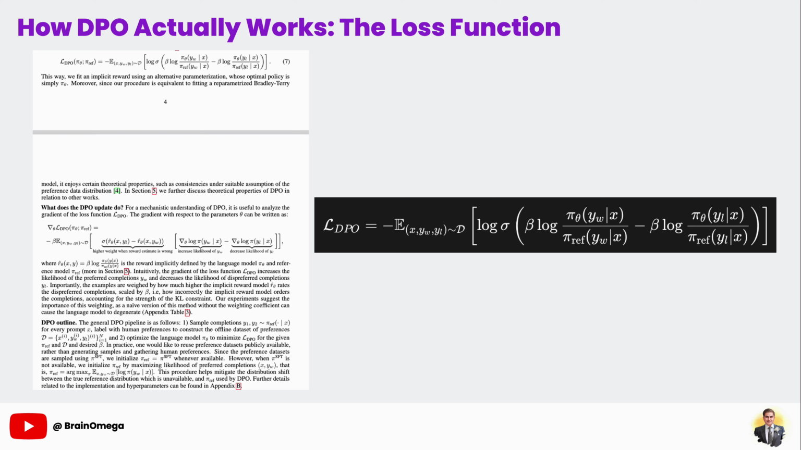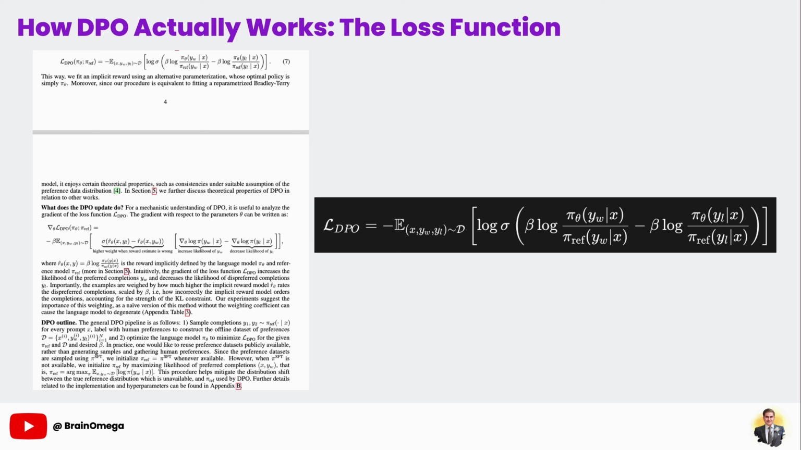The beta hyperparameter. This is your main tuning knob. It controls the strength of that anchor. A low beta keeps the model very close to the reference policy, leading to more conservative updates. A high beta allows the model to chase the preferences more aggressively, but risks instability. Think of it as the stretchiness of a leash.